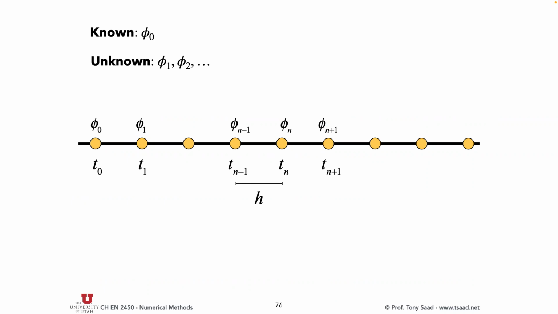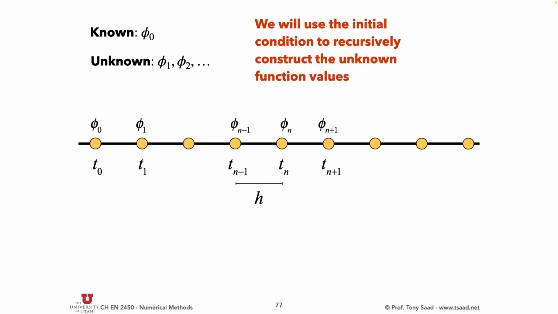What you know is phi0. What you do not know are all the other phis. Now we're going to use the ODE itself and the initial condition to develop a recipe to move from phi0 to phi1, and then move from phi1 to phi2, and so on, using the governing equation. We only have two pieces of information: the initial condition and the governing equation itself, the ordinary differential equation.